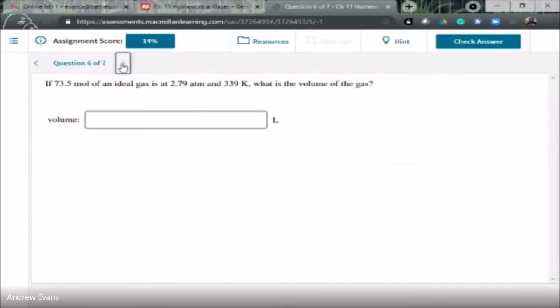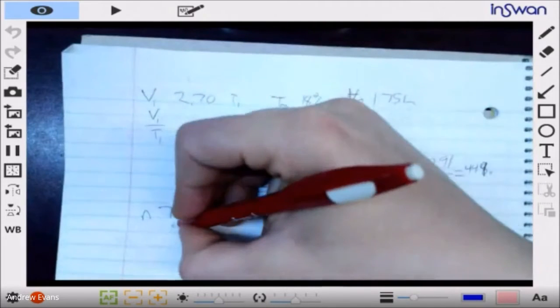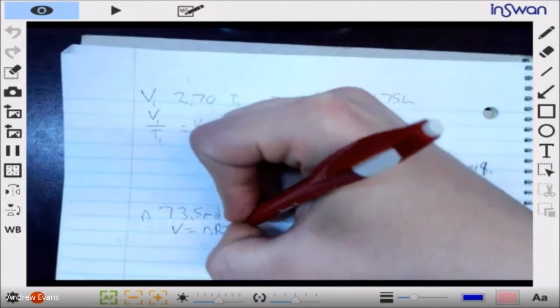Okay, and then from there, the last two problems are ideal gas equations. So if 73.5 moles of an ideal gas is at 2.79 atmospheres at 339 Kelvin, what is its volume? All you have to do is just get used to using PV equals nRT and rearranging that. So you see V equals nRT over P.